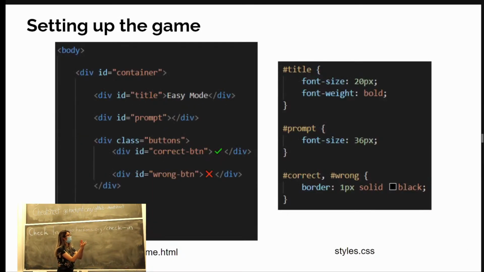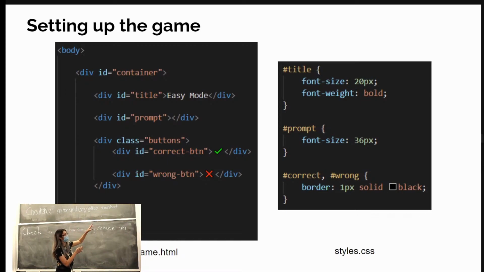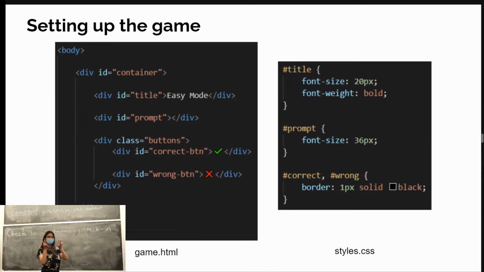Okay, so now I'm just going to go through some other things that we have to set up for the game. So this is the actual game. We have a title to say what mode we're in. We have an empty div right now for the prompt, or basically what the math problem will be and where it will be displayed, which we'll go into more later once we have the JavaScript. And then we have the buttons, a correct and a wrong button.